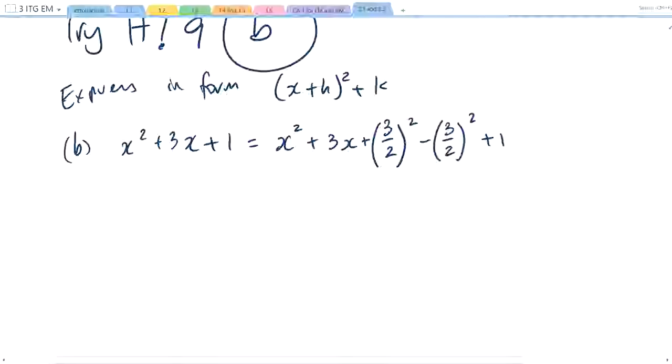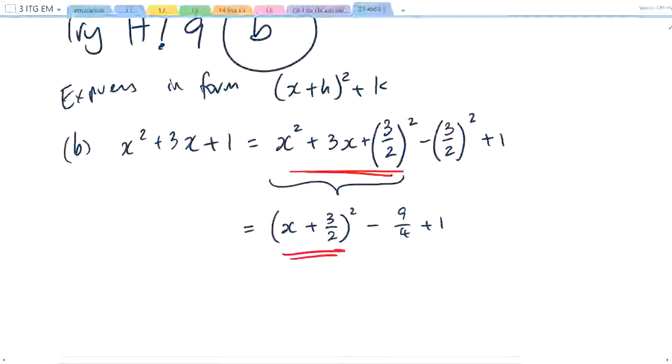Okay, then we realize that, hey, if I were to combine these 3 terms, I will get a perfect square, which is actually x plus 3 over 2 squared minus 9 over 4 plus 1. Am I right? Okay, that is for these first 3 terms. Now, let me just do a quick side working. Why is it that these 3 terms actually give me x plus 3 over 2 squared?